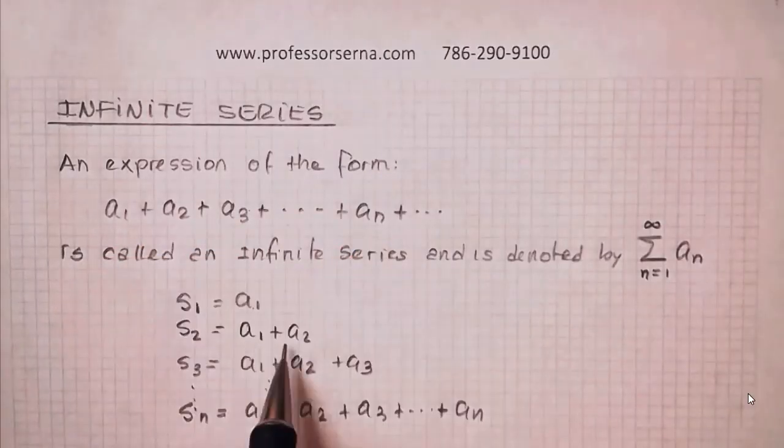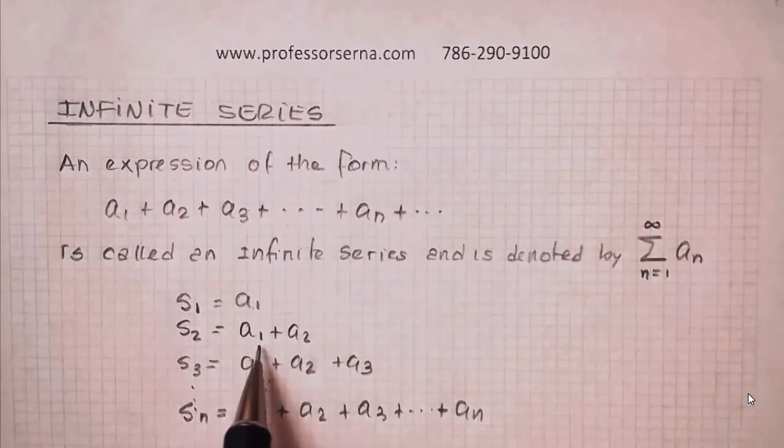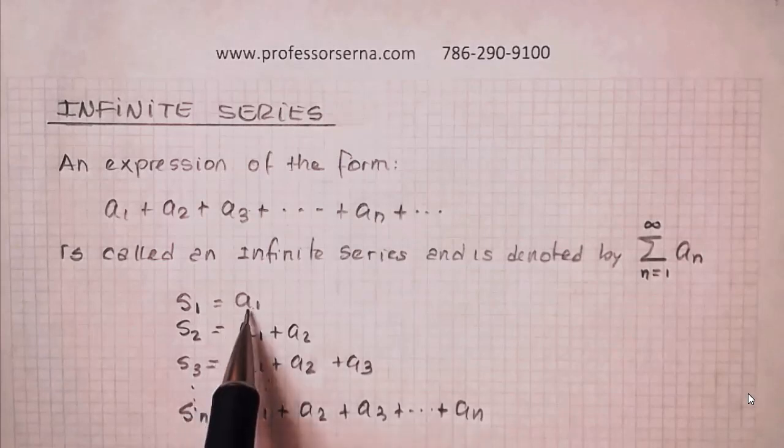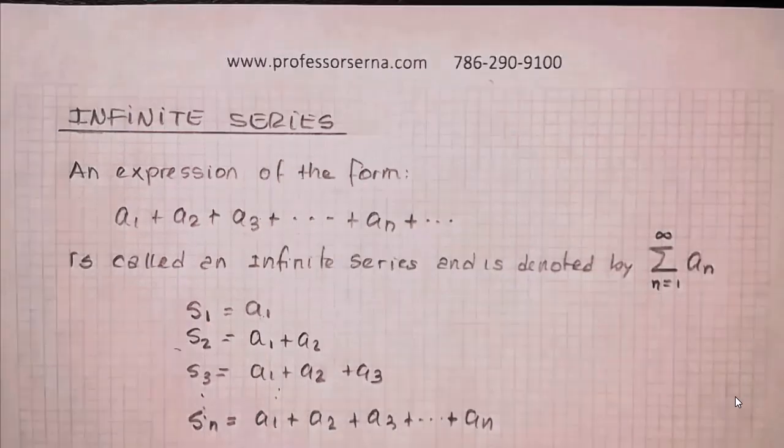The sum of the first two terms, we will call it S sub 2. The sum of the first three terms, we are going to call it S sub 3. The sum of the first n terms, we are going to call it S sub n. If we only have the first term, we will call that S sub 1.